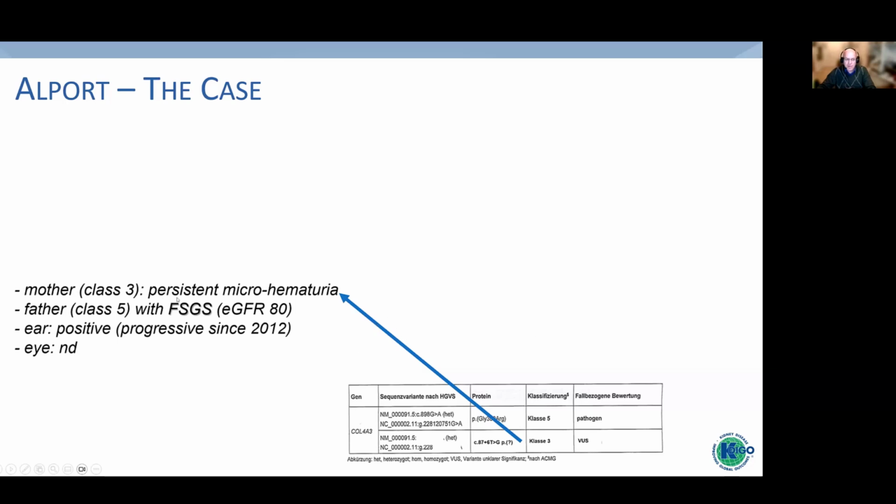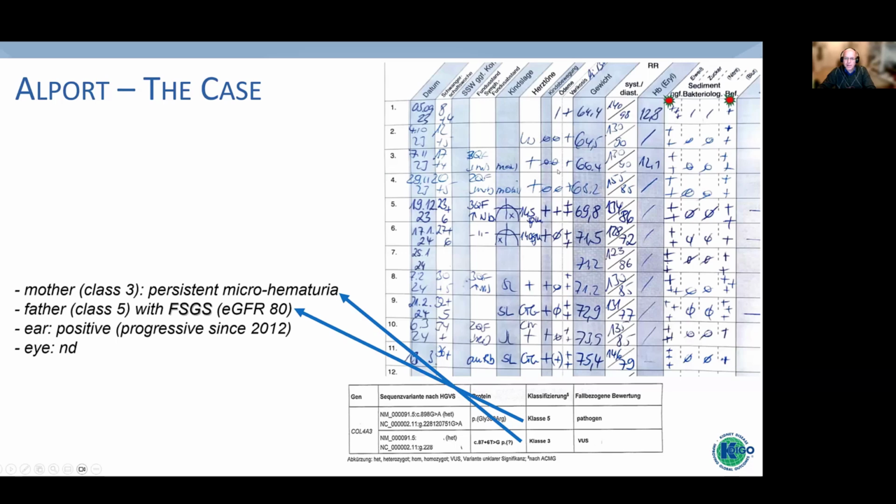But the other way around, what if the mother with a persistent microhematuria only has this variant of unknown significance? So typically I ask the mother to show me her pregnancy card, and this is in German, but it will tell you that throughout the whole pregnancy, the mother had proteinuria and hematuria for 9 months. So clearly this is not unknown significance, this is significant.